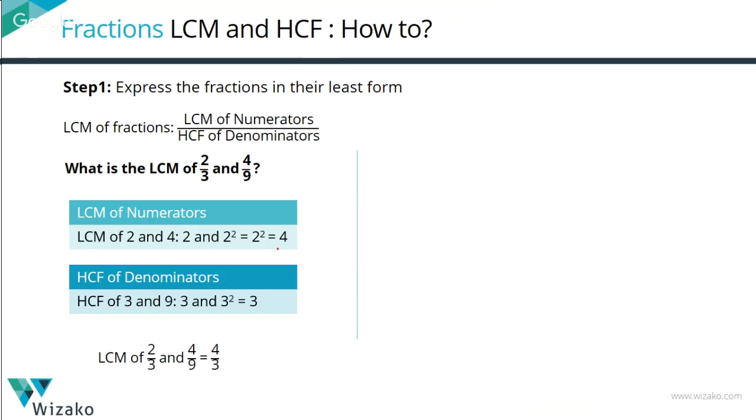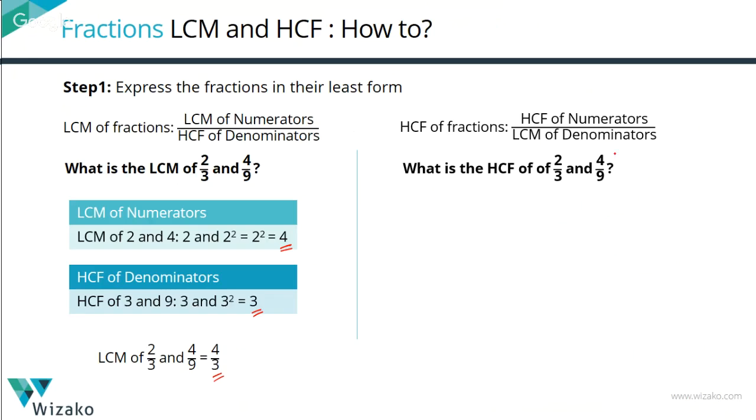Find the LCM of the numerators, which is 4, and the HCF of the denominators, which is 3. So the LCM of these two fractions is equal to 4 by 3. Now how do we go about finding the HCF of fractions? Just reverse the formula: HCF of the numerators divided by LCM of the denominators.